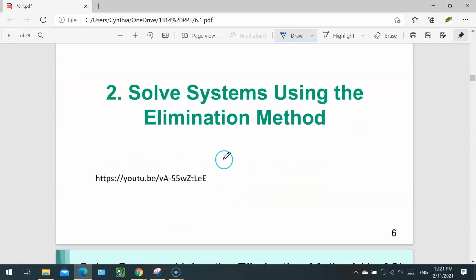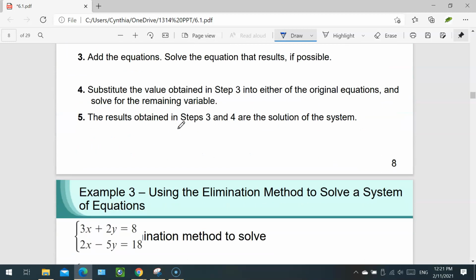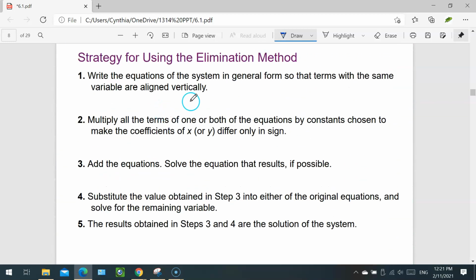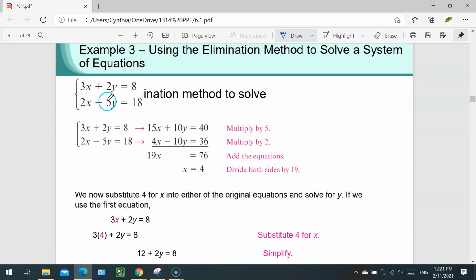Another approach to solve systems of linear equations, we go with the elimination. So we take a look at the example. If you are interested, you can read the instruction of the strategy of how to solve a different approach of the system equation. But now I'm going to work on the example.